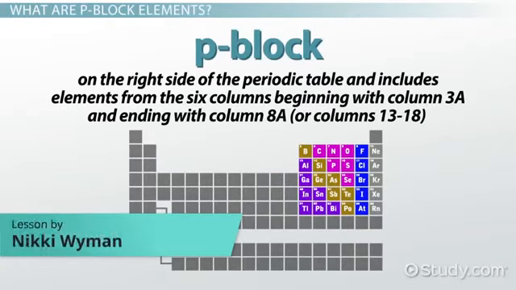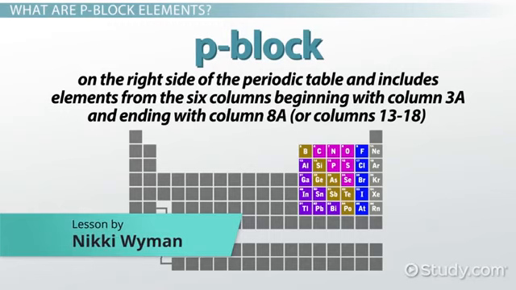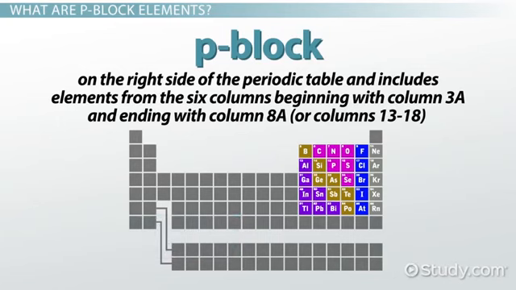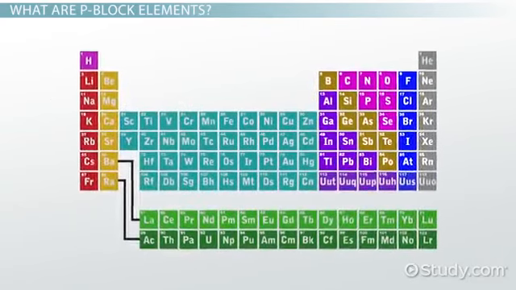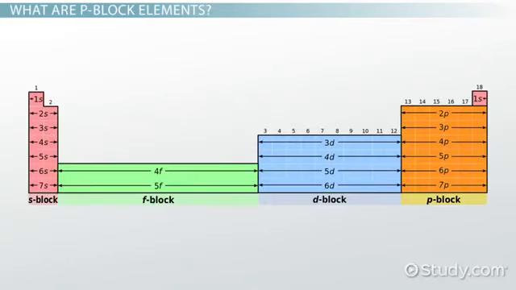The p block is on the right side of the periodic table and includes elements from the 6 columns beginning with column 3A and ending with column 8A, or columns 13 through 18 on some versions of the periodic table. Helium, which is in the top of column 8A, is not included in the p block. In the periodic table shown here, the p block is colored orange.